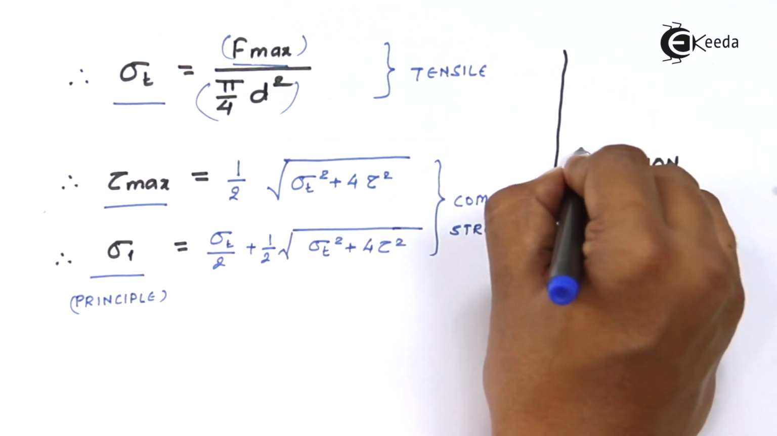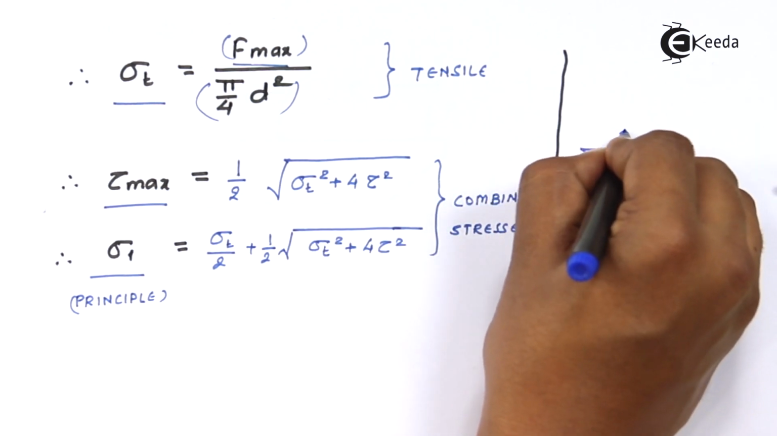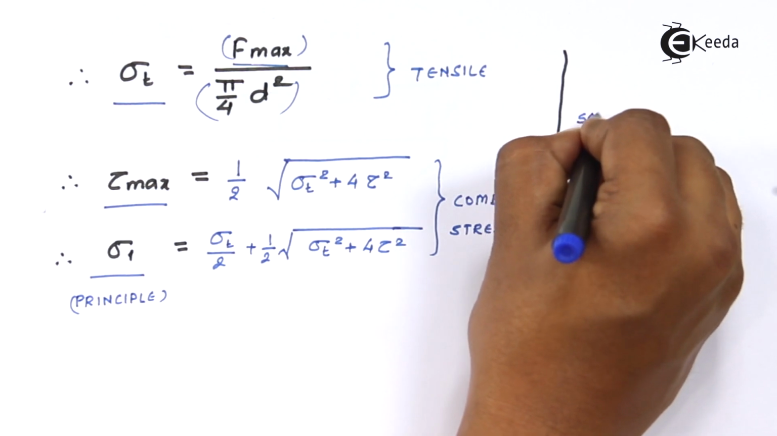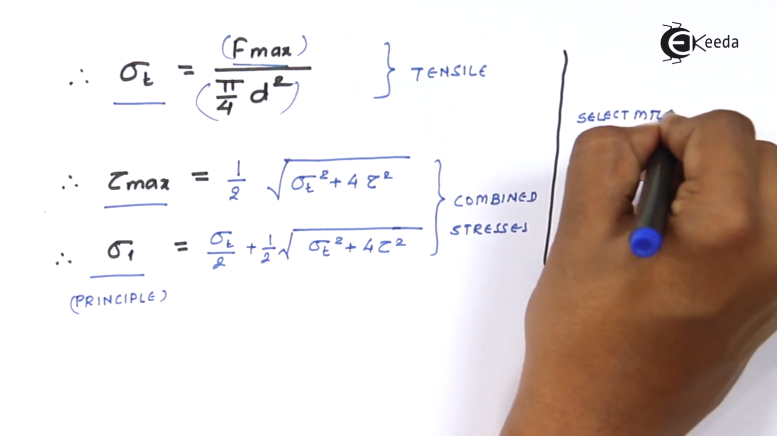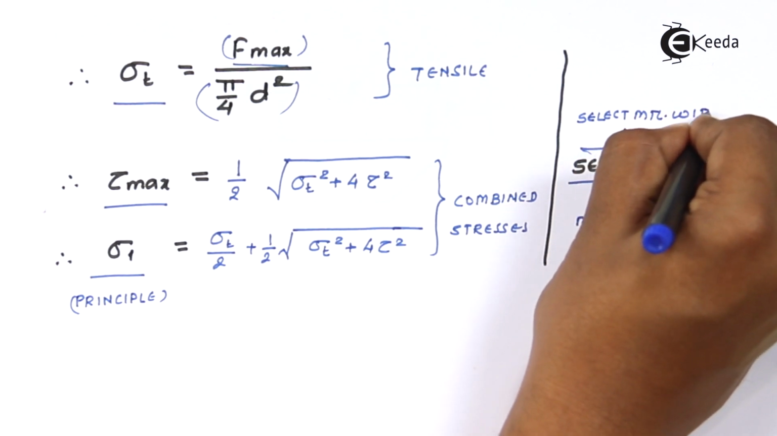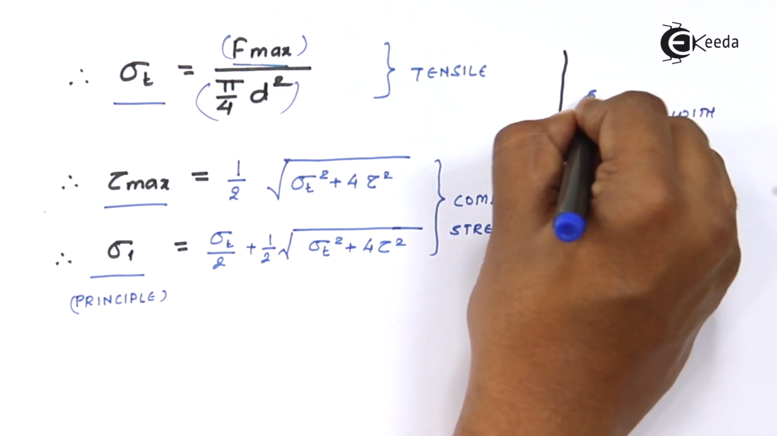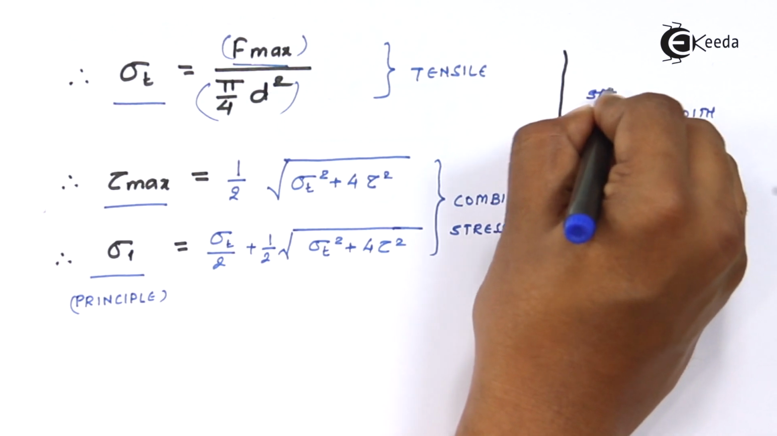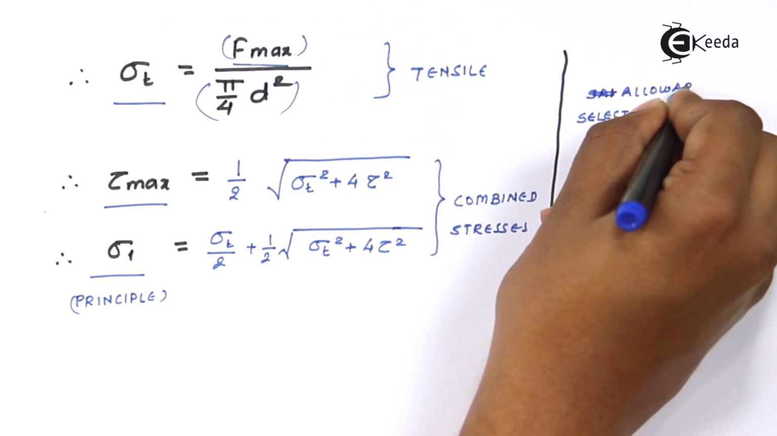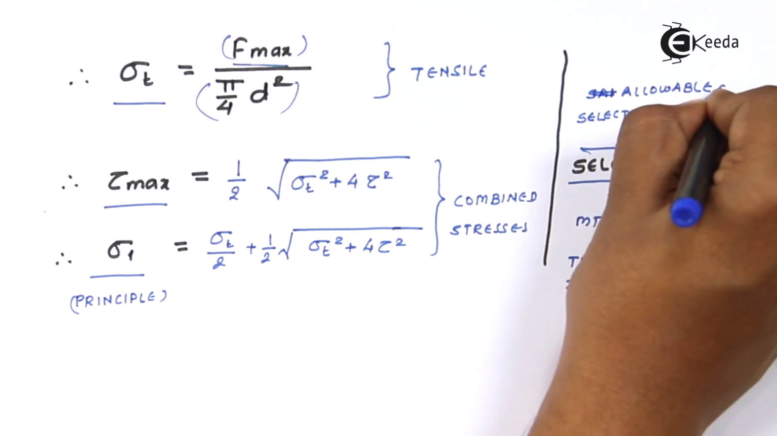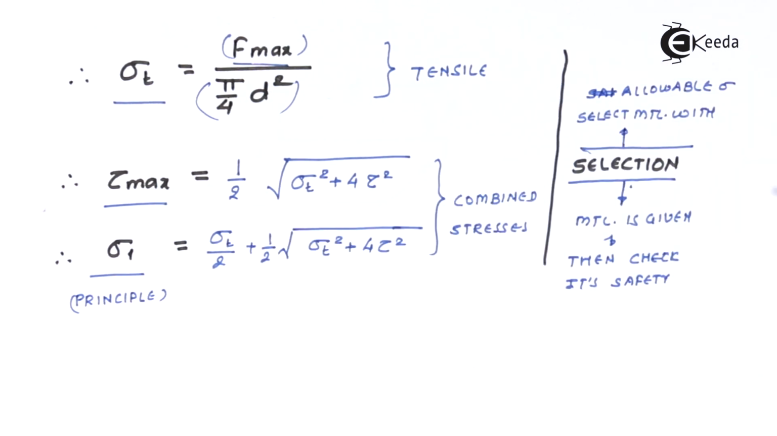Or otherwise, if no material is specified, select material with allowable stresses. So there are two ways we can select the material after this. So this was case number 1.